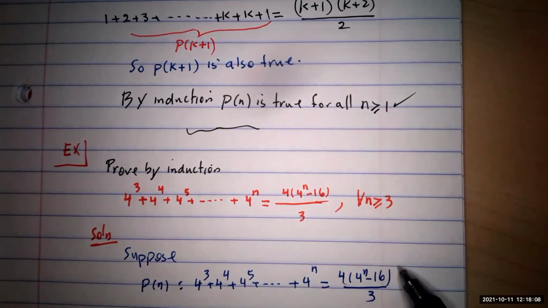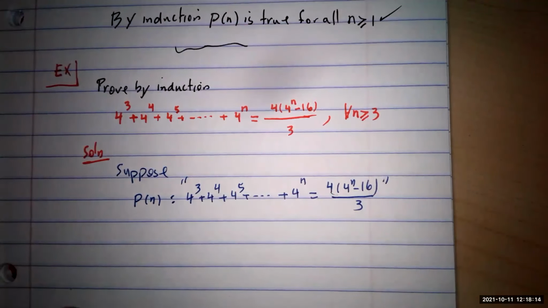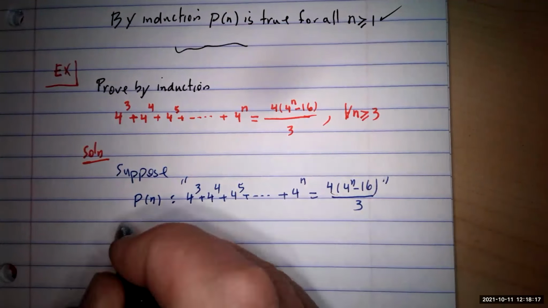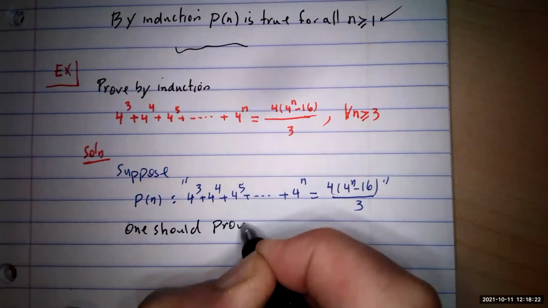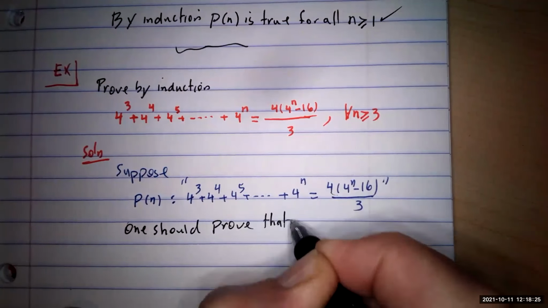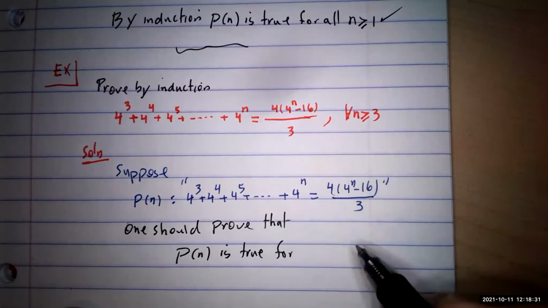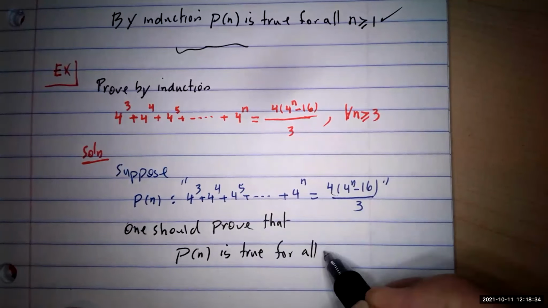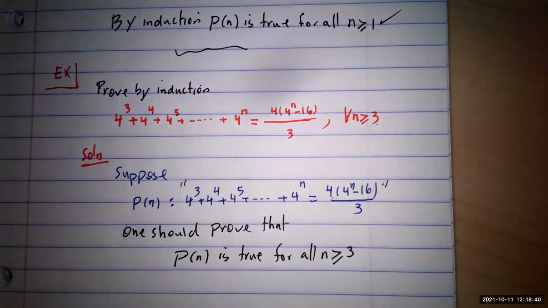No quantifier, remember. This is Pn, a statement that you want to prove. So what do you want to prove? One should prove that Pn is true for all n greater than or equal to 3. You see, the basic numbers would be different in different problems. Sometimes you have a restriction, so you have to follow your restriction. Any question?